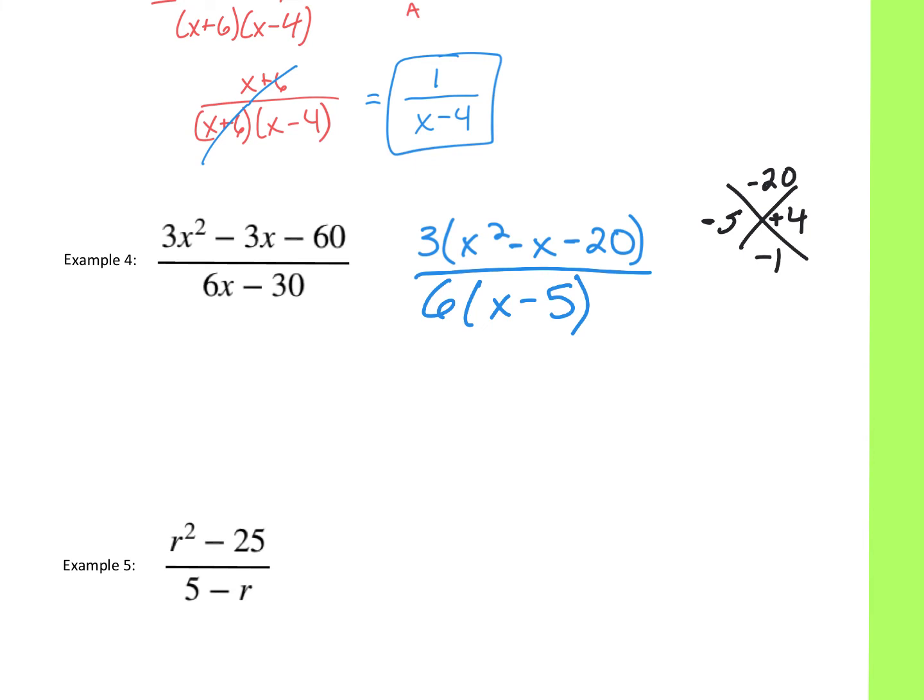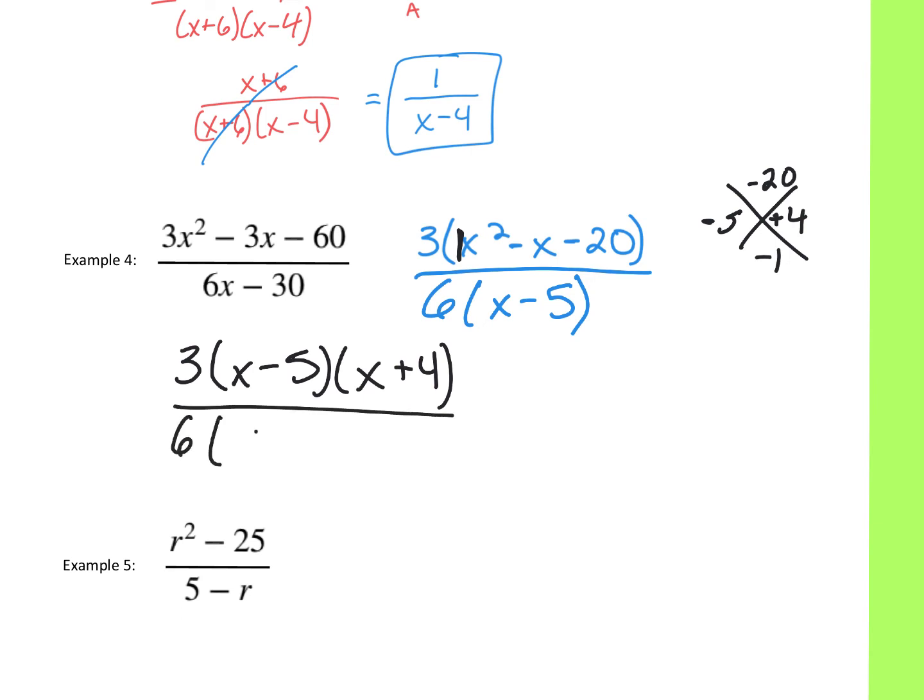So on the top then, that's going to become 3 times my 2 factors, which are x minus 5 and x plus 4. Again, since the leading term inside is a 1, that's the reason I can use that shortcut. Most of the time I would have to do factor by grouping, right? If it wasn't a 1. And then on the bottom I have 6 times x minus 5. Yeah, the x minus 5s are going to cancel.